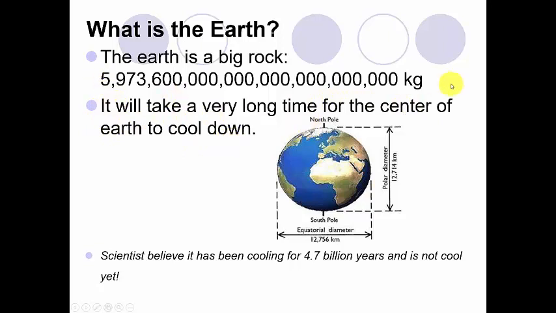This is just the mass, but look here, this would be the actual diameter from the poles, and it's about 12,700 kilometers. How long would it take to cool down? Scientists believe it's been cooling for many, many billions of years and it's still not cool yet.